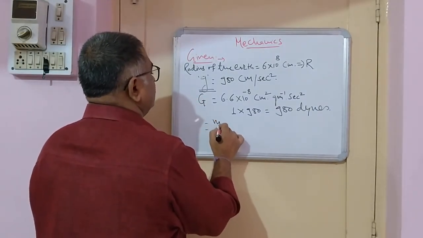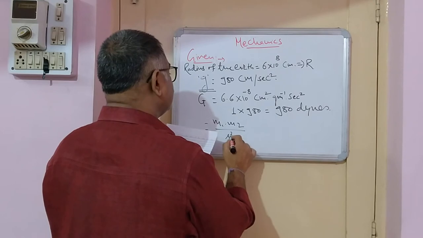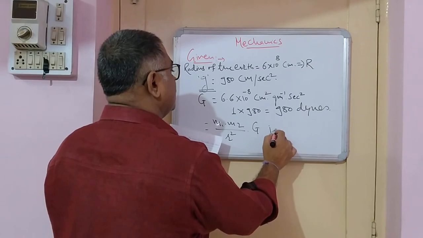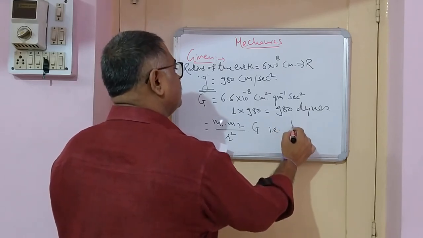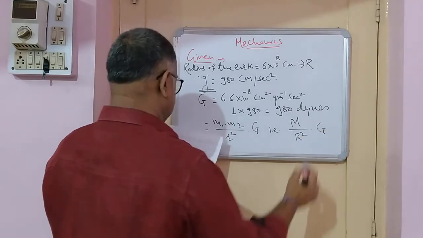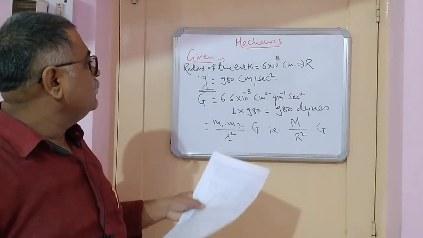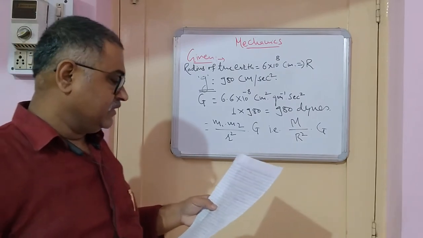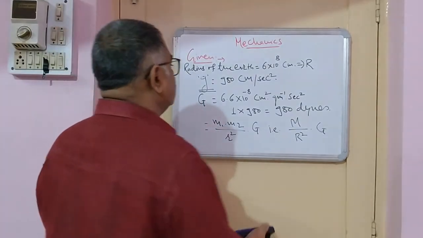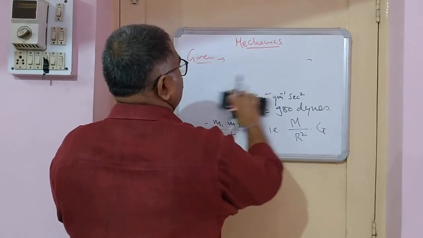Then the force of attraction between two masses and the earth is given by, we know the formula, it is nothing but m1 m2 divided by r square into G. This is the formula, and this formula we can write in the form capital M divided by r square into G. See, by putting the values in this formula, we will get the answer of this problem, and we have to solve the problem in this way. We will solve it.